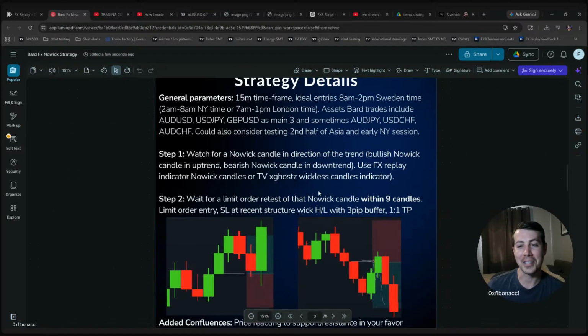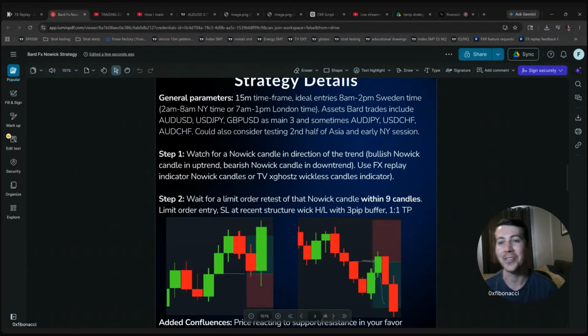So again, very simple entry model. It's literally a two-step process. You're literally waiting for a no-wick candle in the direction of the trend. So if price is moving up, you want to see a bullish no-wick candle. They're going to be looking for a retest. If price is in a downtrend, you're going to be looking for a bearish no-wick candle to come and retest for a short.